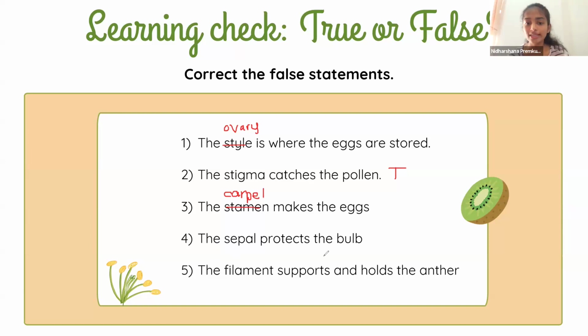Number 4. The sepal protects the bud. That is right. The sepal is the set of specialized leaves on the flower right below the petals, in order to protect the bud. Then, fifth one: the filament supports and holds the anther. That's right. Our stamen looks something like this. That's our filament. This is our anther. The anther is on top. Below we have the filament. The whole purpose of the filament is to hold the anther in place. So that's true.